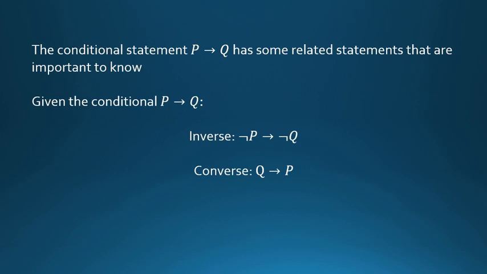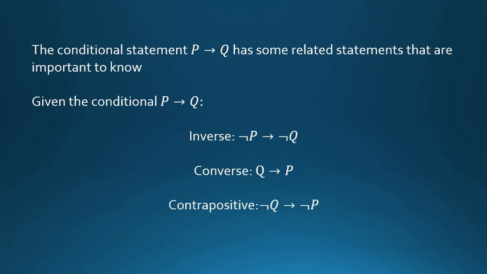And lastly, we have the contrapositive, which is sort of doing the inverse and the converse. We're going to take the negation of P and the negation of Q separately, and then we're going to switch the places of those things. So the contrapositive is not Q implies not P.